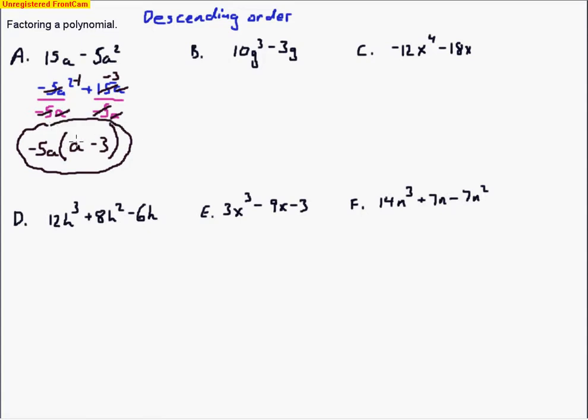See, basically we're working backwards from what we were doing before when we were multiplying. See, if we multiplied back out, we would have negative 5a times a would make the negative 5a squared. And then if we multiplied the negative 5a times the negative 3, we'd end up with a 15a. Right back to where we started from. And so that shows that we did do the factoring correctly.